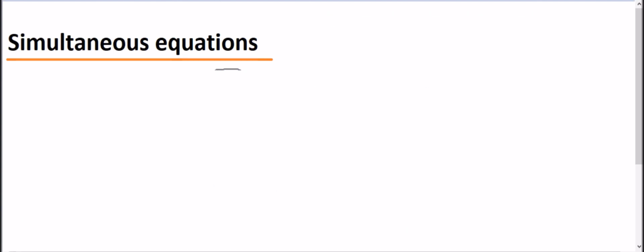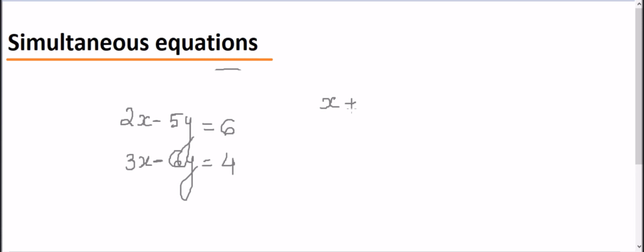Okay, so here are some examples. It's 2x minus 5y equals 6, 3x minus 6y equals 4. x plus 2y equals 1, and x minus y equals 3. So here are two questions, and you try to solve these equations by the substitution method.